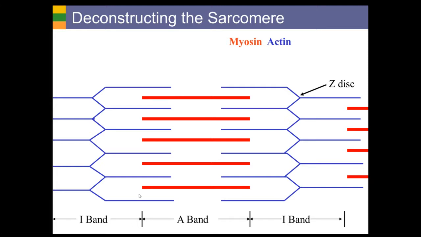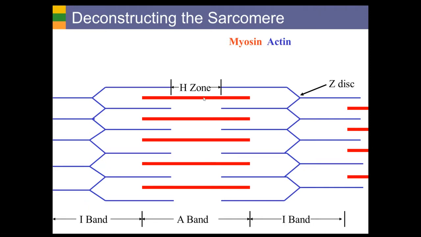Now notice where we have the thick filaments, that is our dark A band, and where we have the thin filaments, that's the I band or the light band. So here's our A band, and here's our I band. And in the middle of our I bands, we have the Z discs.